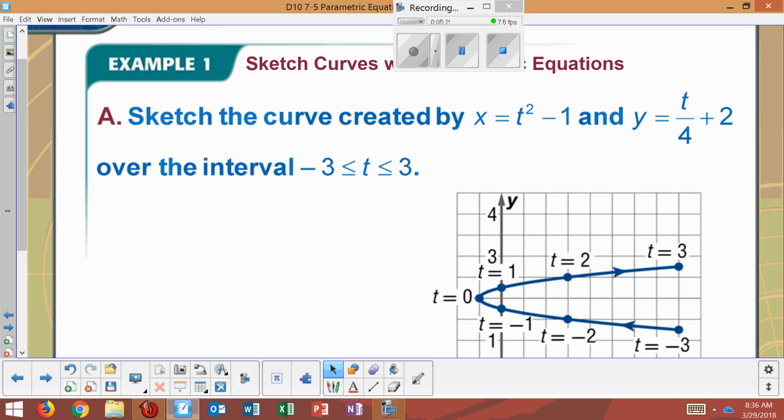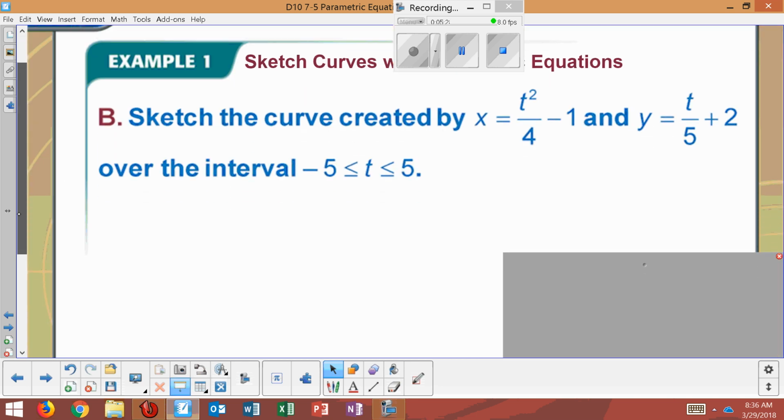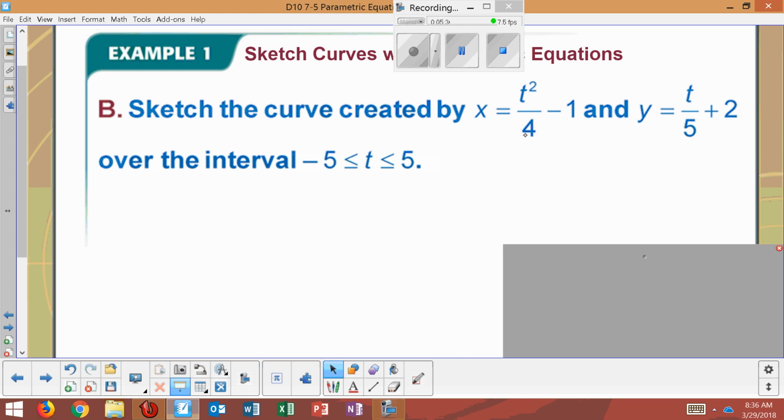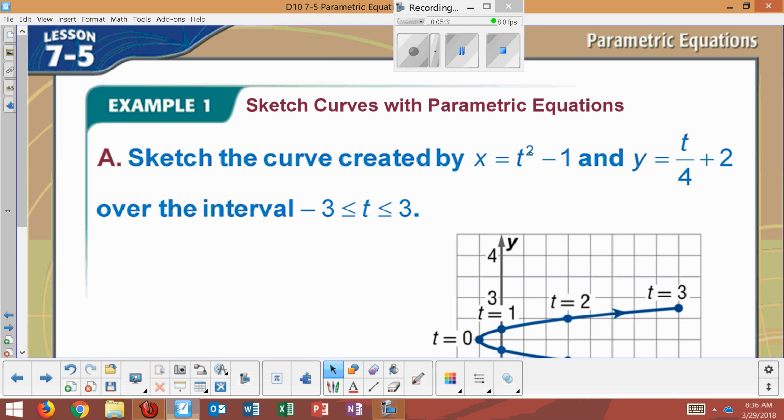Now let's look at part B. So this time we're going to change the equation. We're going to look at this. And I forgot to point this out in this last one. This was a horizontal parabola because the t squared, the highest power, was with the x. And t squared looks like a parabola. So since the highest power is with x, it's horizontal.